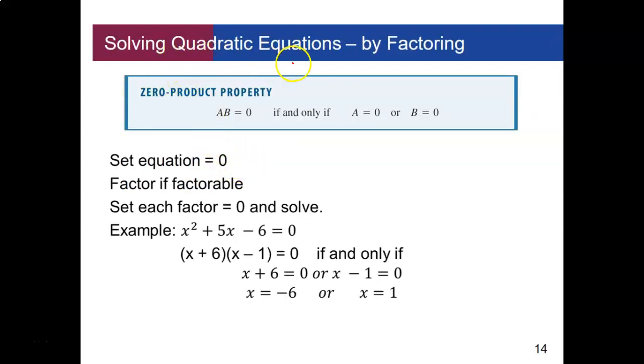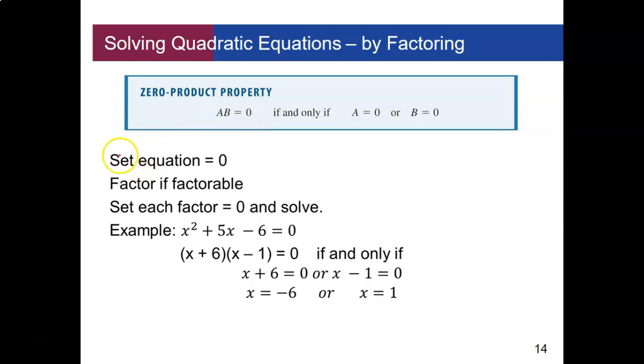Okay, if we want to solve quadratic equations by factoring, you have to use what's called the zero product property. The zero product property basically says if two things are multiplied together and they equal 0, then that can only happen if either A is 0 or B is 0. One or the other of these has to be 0 for the product of the two to be 0.